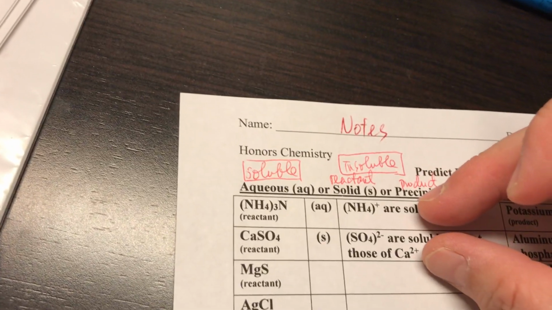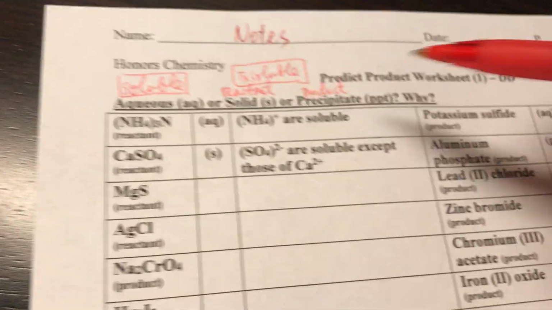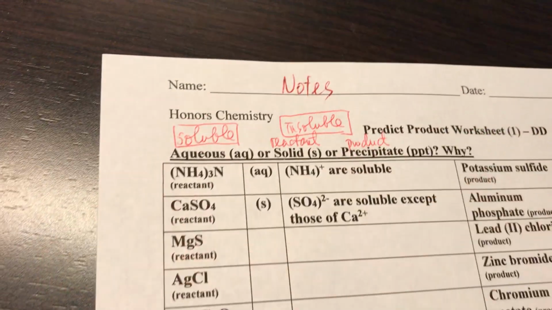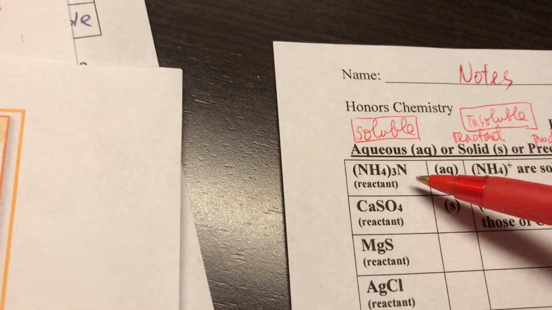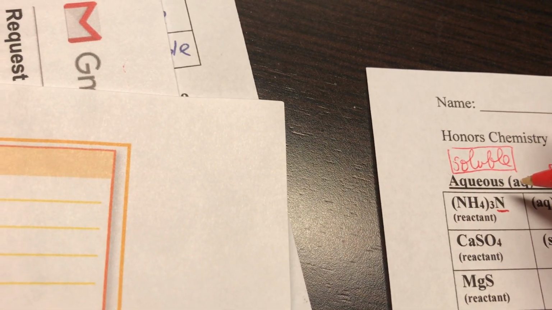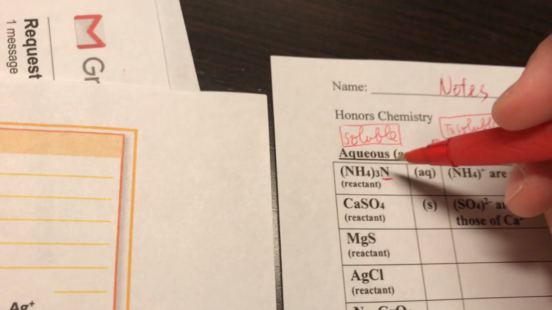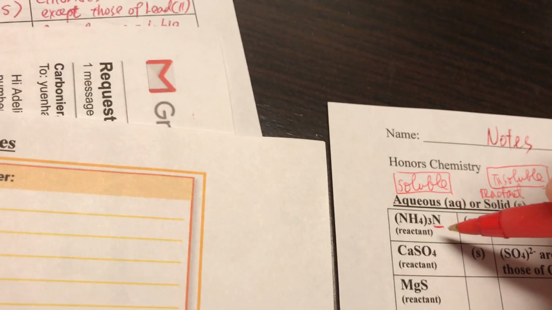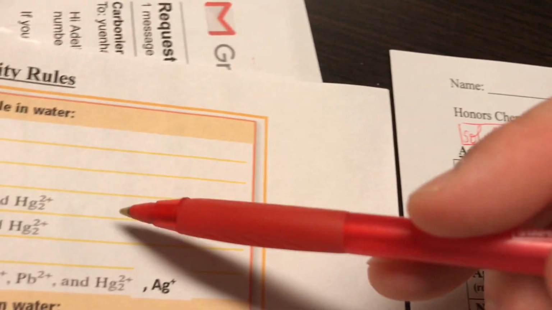And then this part, the reason, is based on the solubility rule. The first 4 questions are already done for you. For example, ammonium nitrate is a reactant. So we look up the nitrate part. We always look up the negative part, in other words the anion part, except ammonium, because ammonium shows up on here too.